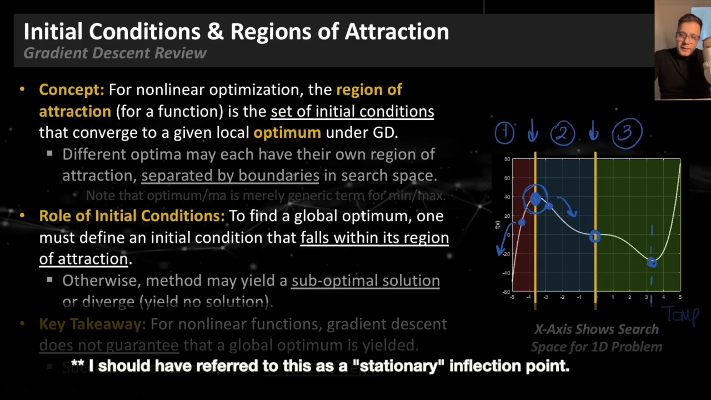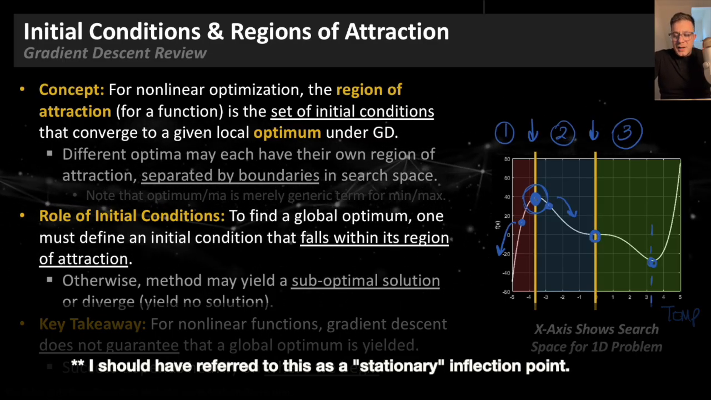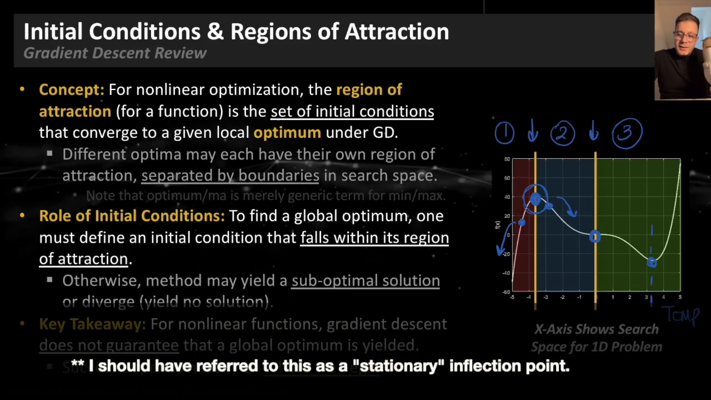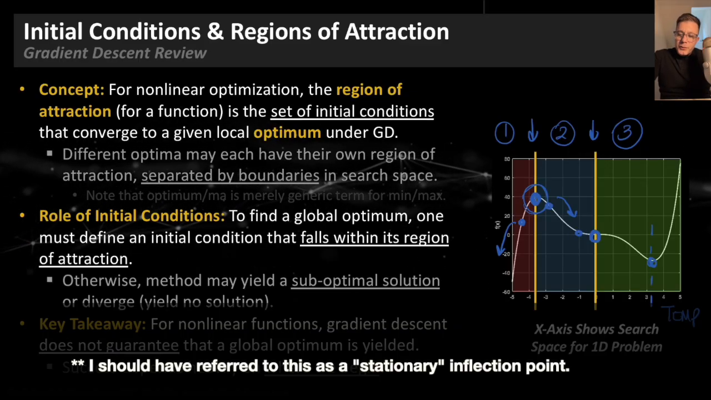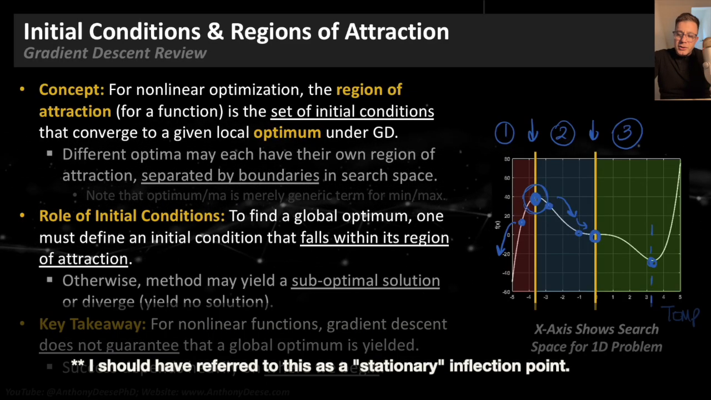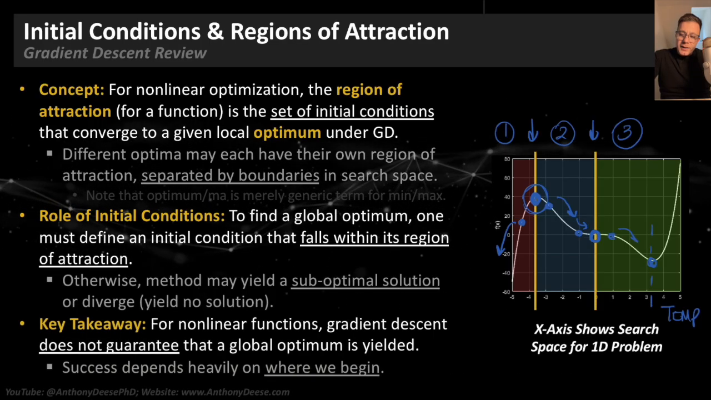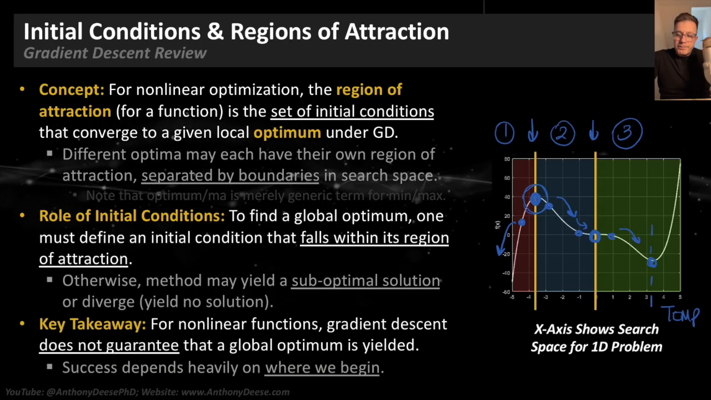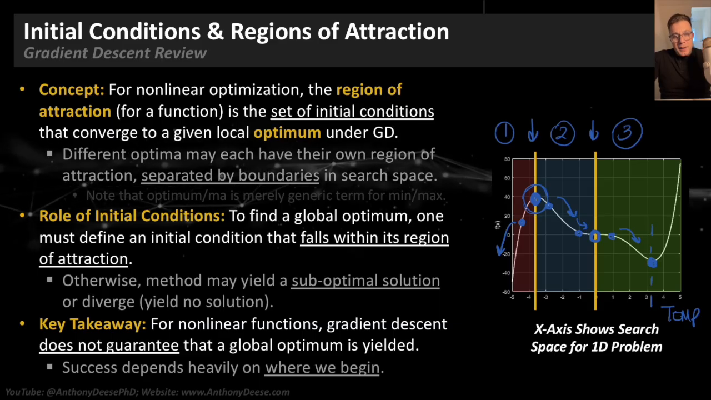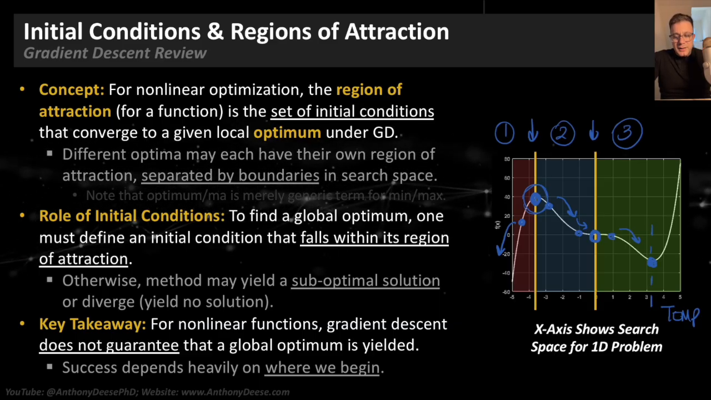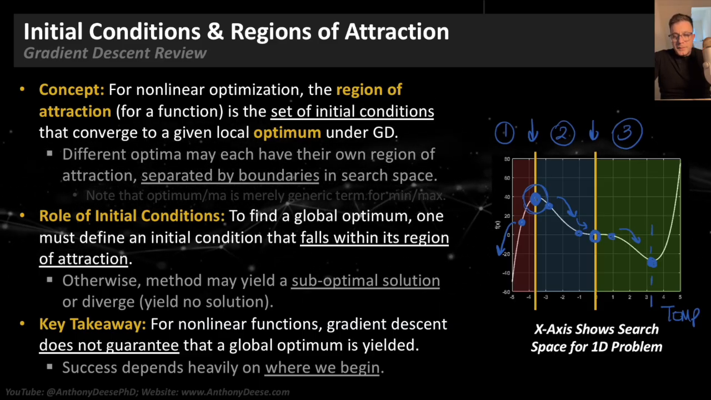The inflection point is what we call a semi-stable critical point. The reason for that is if we place an initial condition to the left, gradient descent will push it back to the inflection point. But if we place it to the right, it'll push it downward to the minimum. The minimum, again, if we're talking about a minimization problem, if we're talking about gradient descent, is a stable critical point. It's a stable solution.